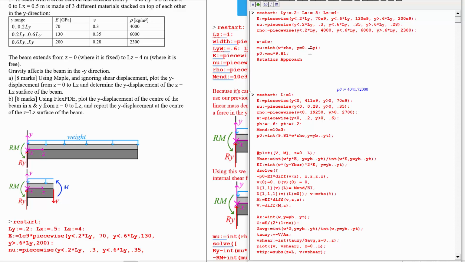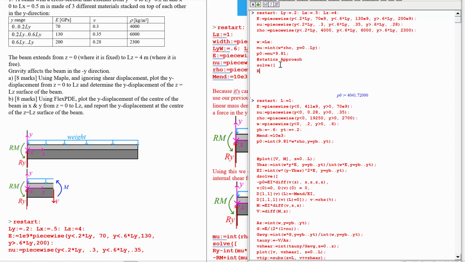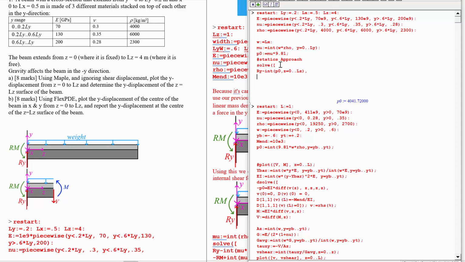So let's do the statics approach next. On this thing, we've got no net force, solve Ry minus the integral of P naught from z is 0 to Lz. And so that's the net force equation. We've got a net torque equation about the left-hand side, which is going to be, let's sum the torque out of the page just because that's kind of what we're used to. So we'll say Rm is out of the page there.